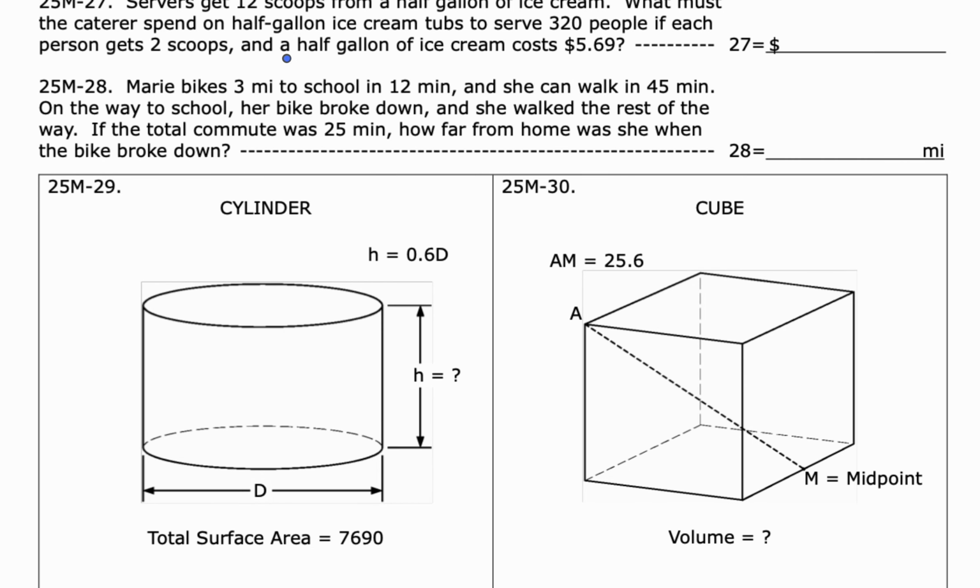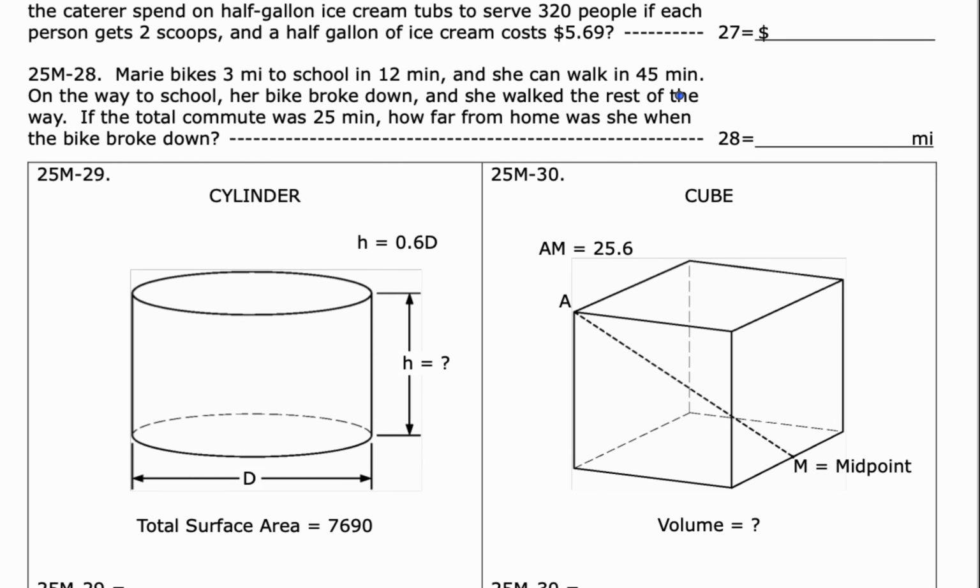Marie bikes 3 miles to school in 12 minutes, so her speed would be 3 over 12 miles per minute. And she can walk it in 45 minutes, and so her walking speed would be 3 over 45 miles per minute. On the way to school, her bike broke down. So this is important to note. Sometimes questions get tricky and they say it on the way back home, or sometimes they'll add another part to the question. Anyways, on the way to school, her bike broke down. She walked the rest of the way.